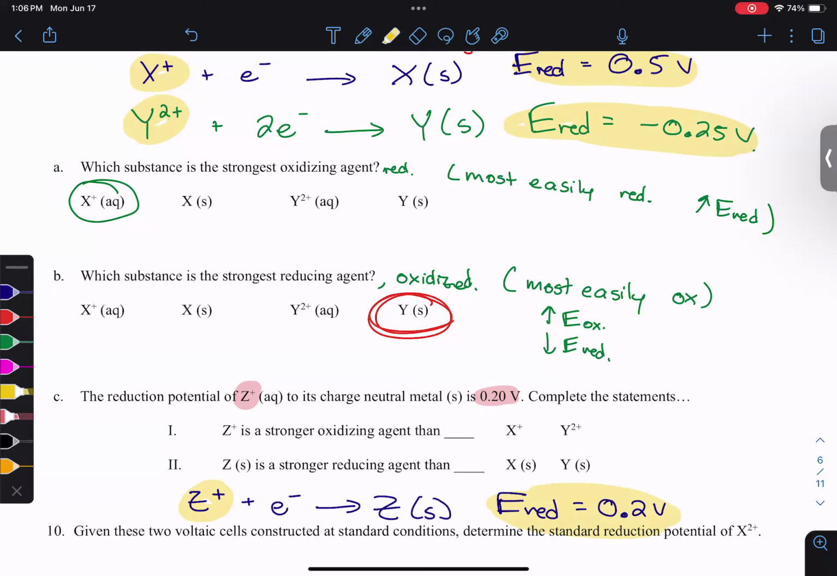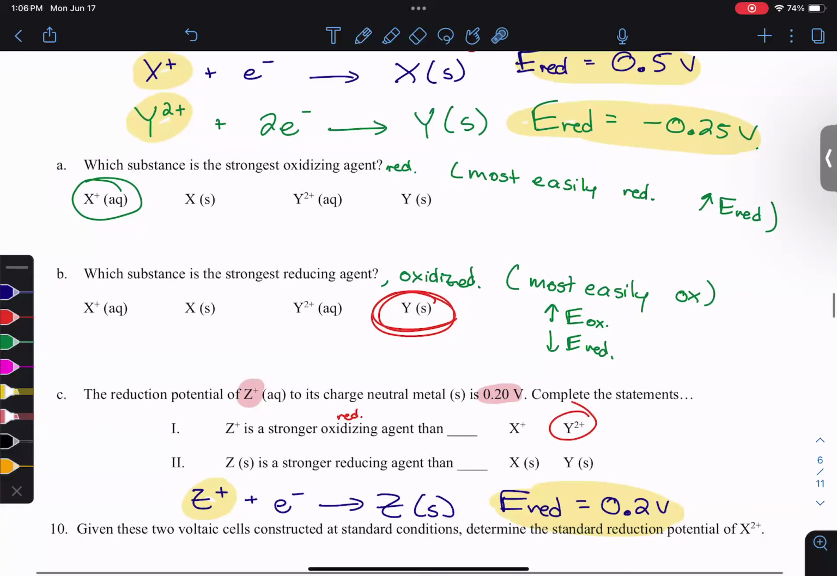So Z plus is a stronger oxidizing agent than what? Let's remember, oxidizing agents are things that are reduced in a reaction. So we are simply going to compare reduction potentials. Is Z plus easier to reduce than Y2 plus? Yes, because the number is bigger, so Y2 plus. But is Z plus easier to reduce than X plus? No, so it's just going to be Y2 plus, right? Let's change it.